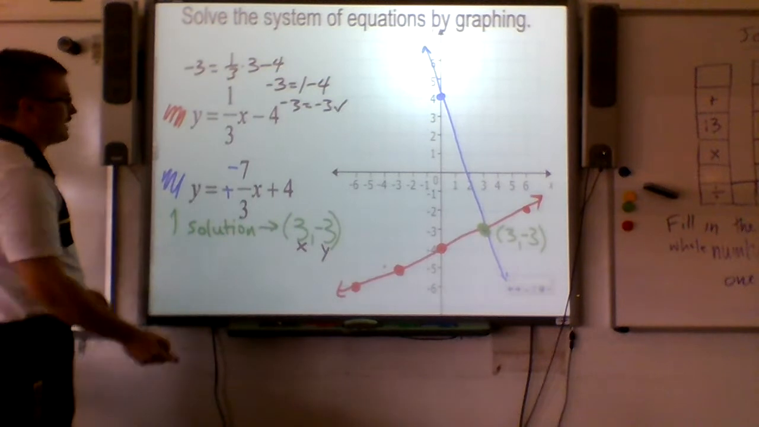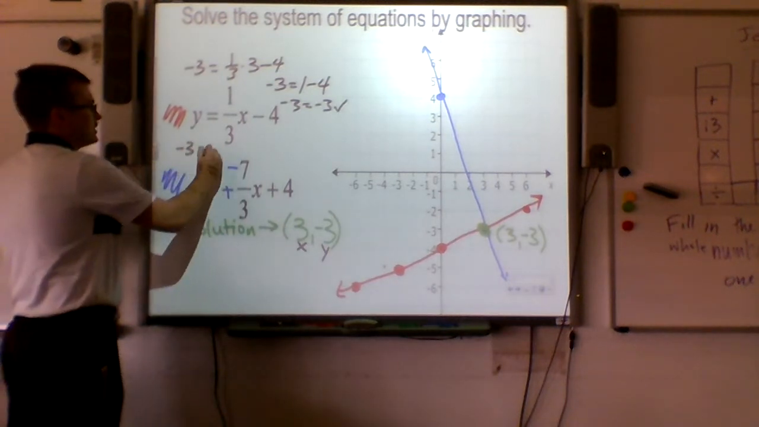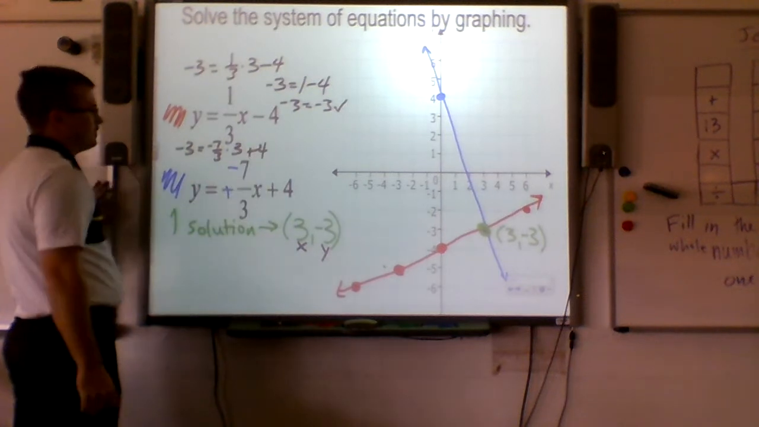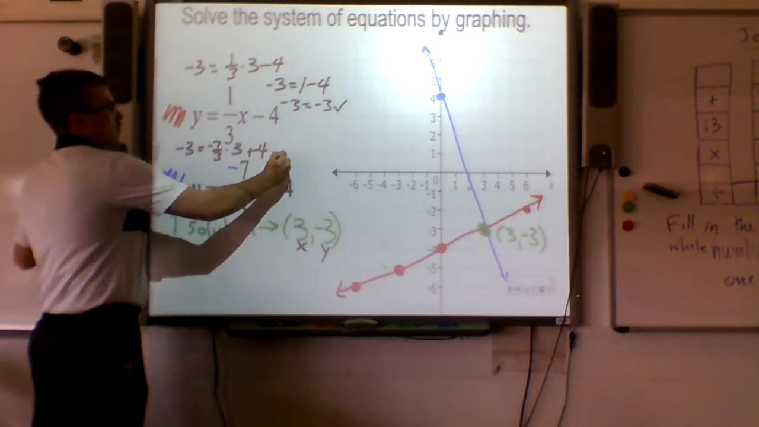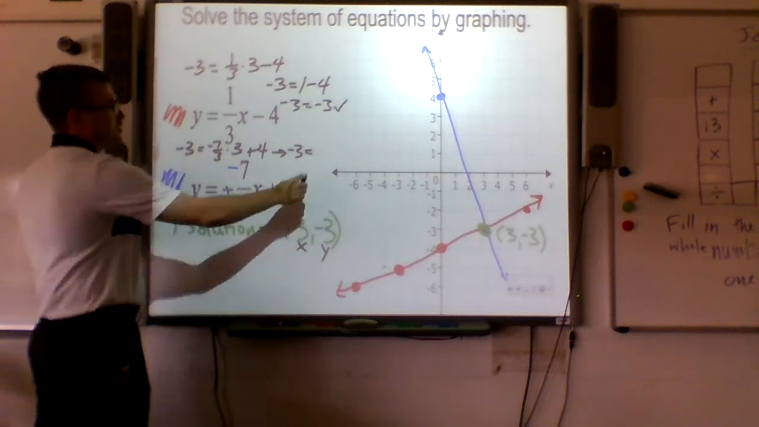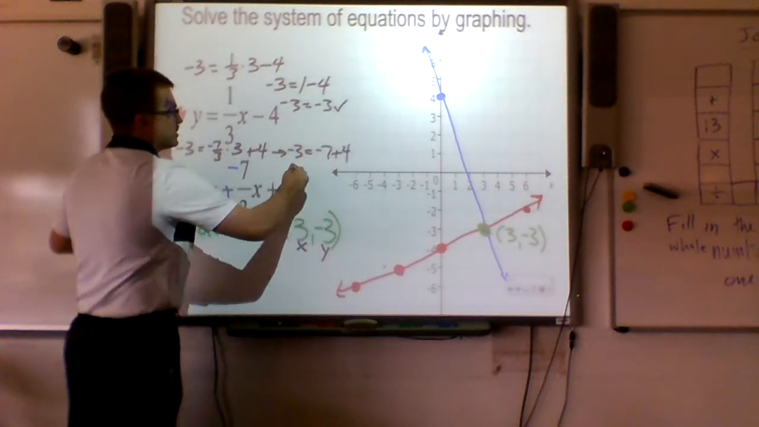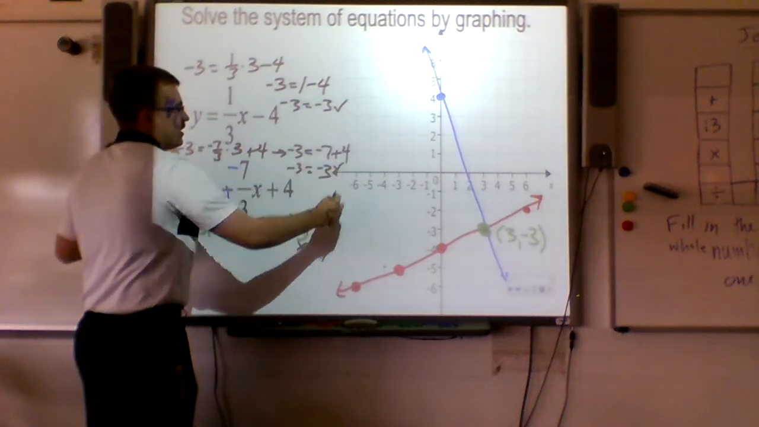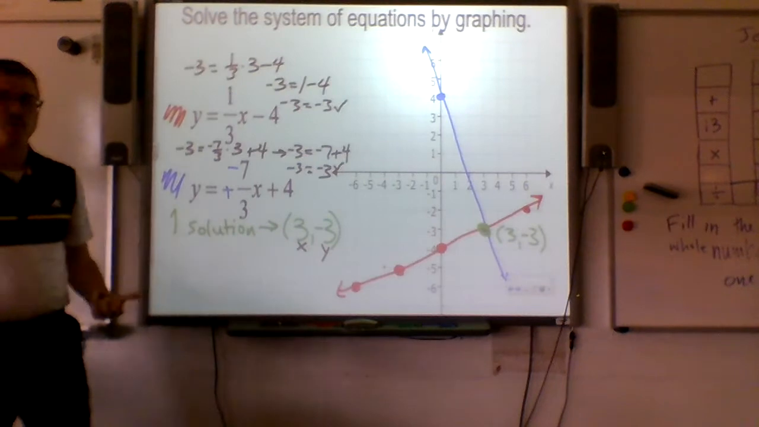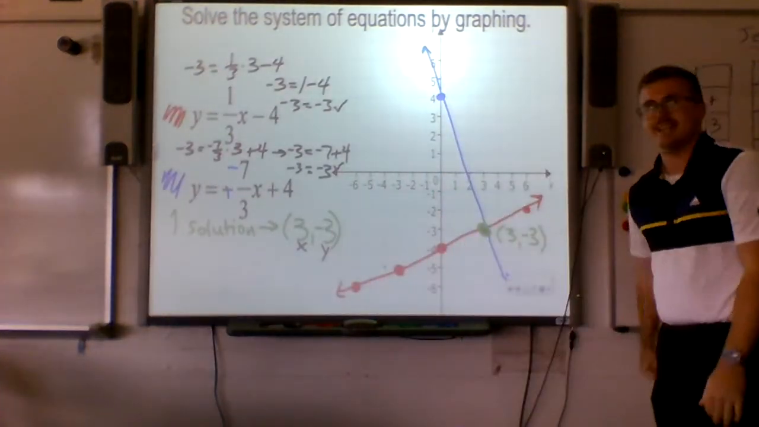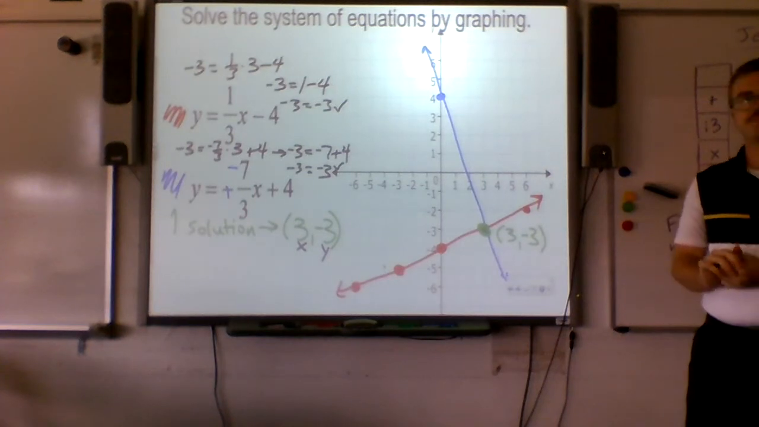I can do the same thing for here. -3 equals -7/3 times 3 plus 4. Well, that would leave me with -3 equals -7/3 times 3 is just -7 plus 4. And yes, -3 does still equal -3. So it works for both of them. It makes both equations true. So (3, -3) is our solution.